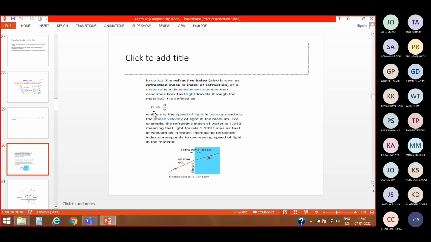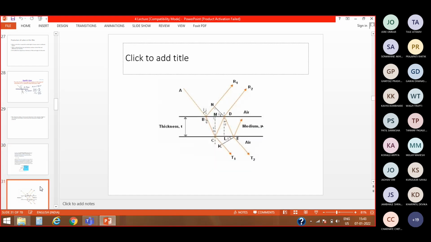N is equal to C upon V, where C is the speed of light in vacuum, and V is the phase velocity of light in the medium. In case of water, the refractive index is 1.333, and for other materials it is different. So material to material the refractive index is changing. It depends on the material.